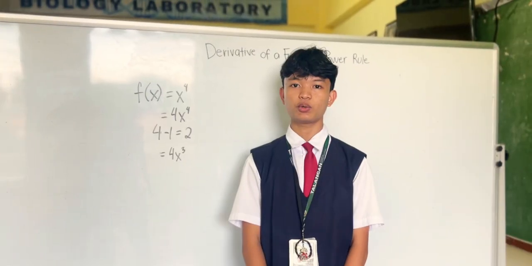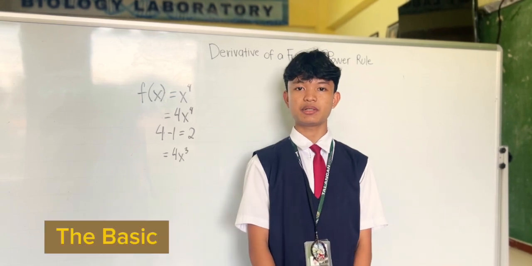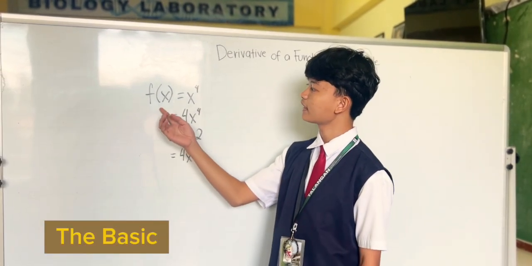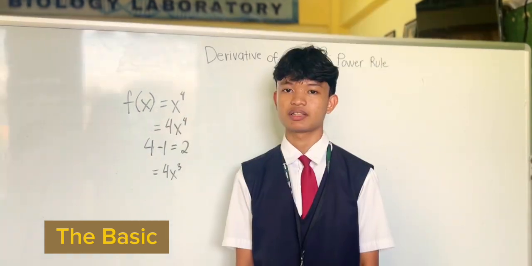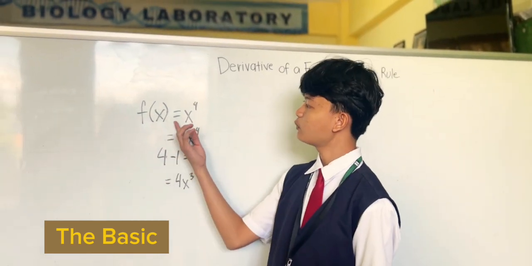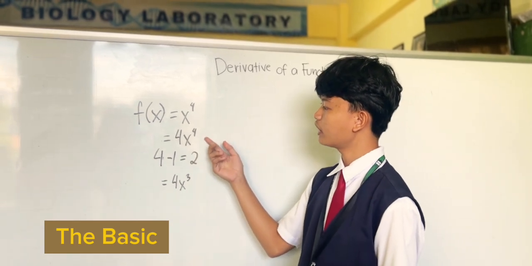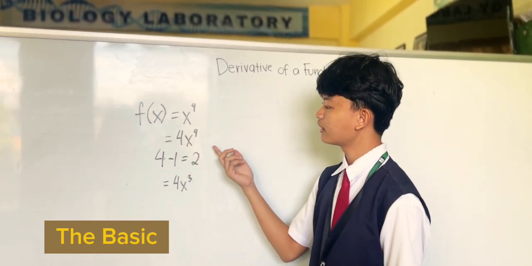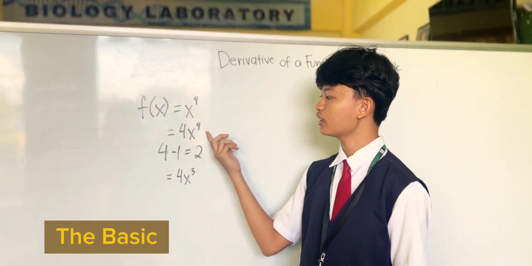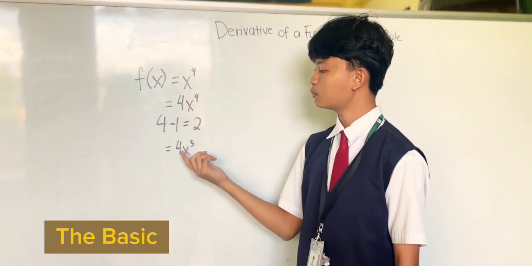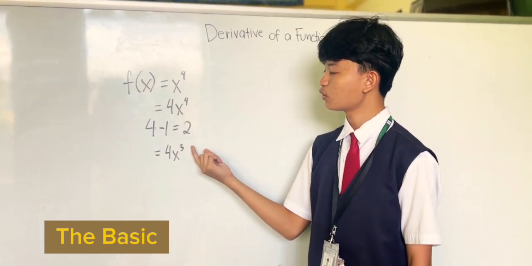Today, I will show an example on finding basic derivative using power rule. Let's consider the function f of x equals x raised to 4. First, let's identify which one is the exponent. After that, we're going to put the exponent in front of x. Then, since the exponent is 4, let's subtract it by 1. Then it will give us 4x raised to 3.